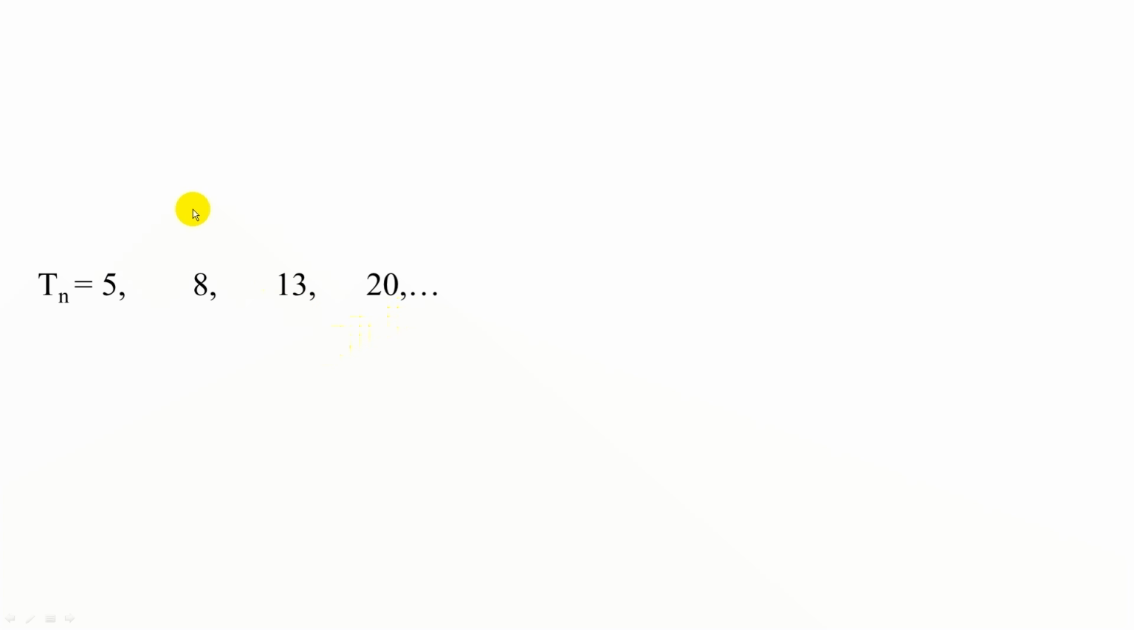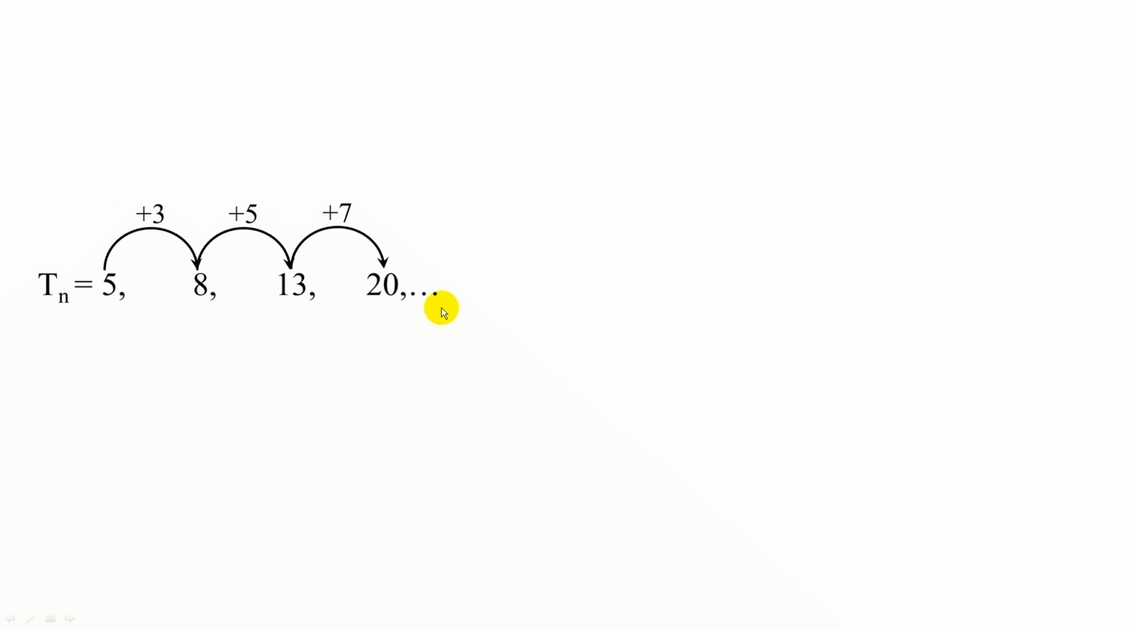So let's check out the difference between the terms. As you can see, from 5 to 8 is 3, right? But from 8 to 13 is 5. From 13 to 20 is 7. So as you can see, the difference is not the same. So we cannot consider this as a common difference. That means this is actually not an arithmetic sequence.